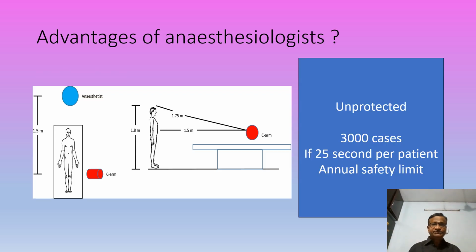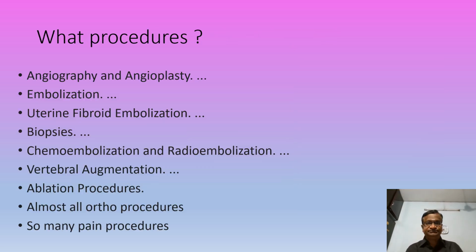What is the advantage for anesthetists? We stand a little distance from this. If you say 25 seconds per patient, the annual safety limit may be 2,800 to 3,000 normal cases. Angiography, angioplasty, embolization, uterine fibroids, so many things have become like this. Ablation procedures, almost all ortho procedures.